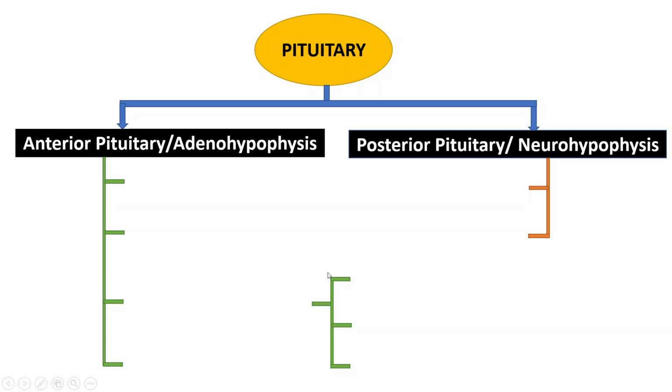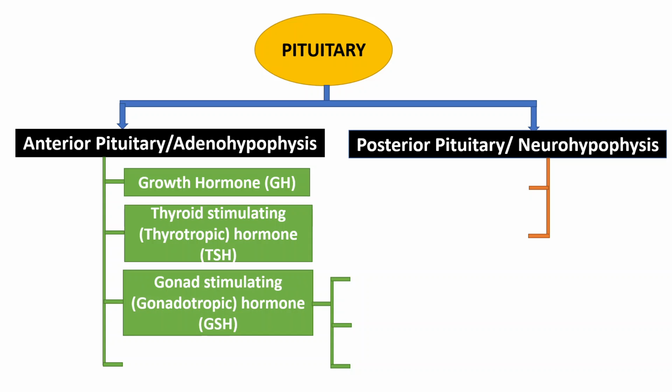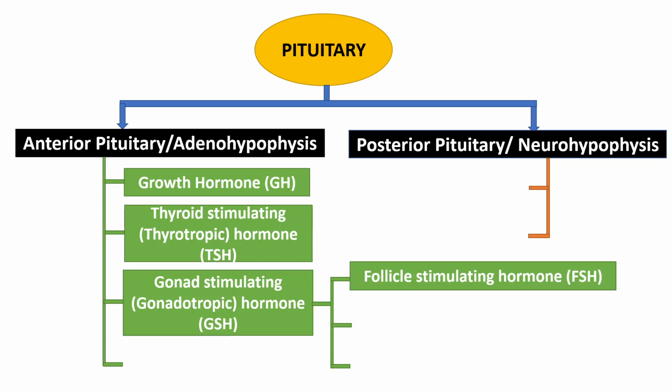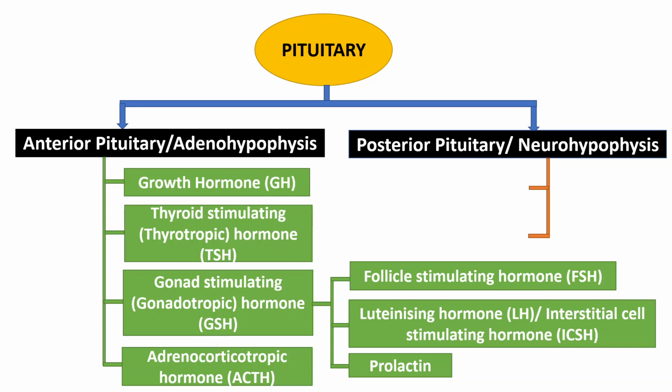Now, what are the different hormones produced by the anterior and posterior pituitary? First hormone produced from the anterior pituitary is growth hormone or GH. Then thyroid stimulating hormone or thyrotropic hormone TSH, gonadotropic hormone or gonad stimulating hormone. Under this family there are three hormones: follicle stimulating hormone or FSH, luteinizing hormone or LH and interstitial cell stimulating hormone or ICSH, and prolactin. And the last but not the least, adrenocorticotropic hormone or ACTH.